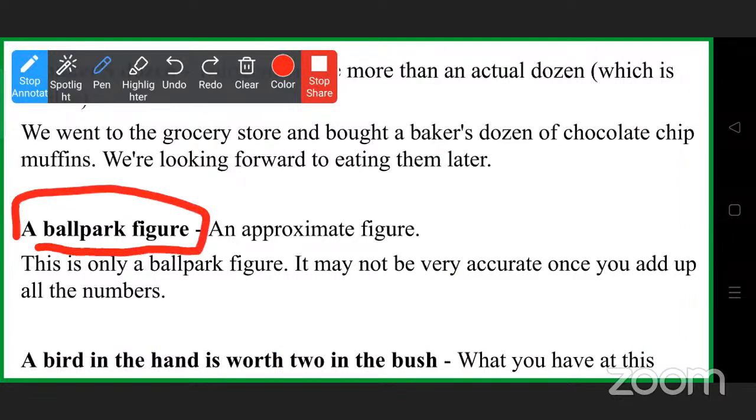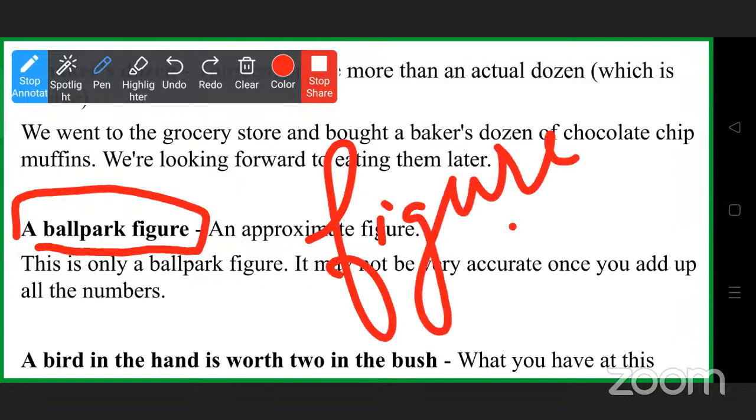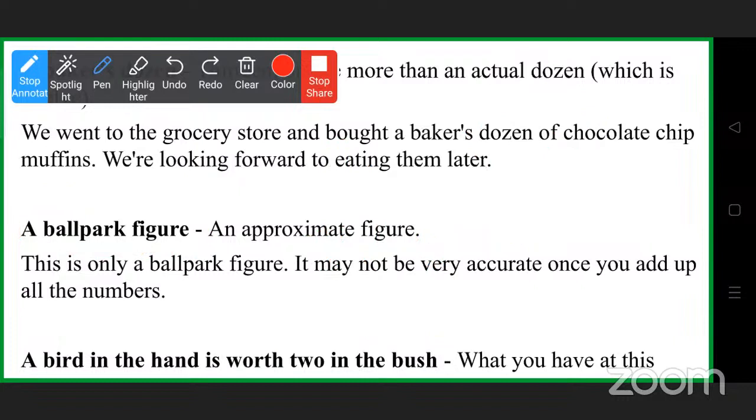Whenever it will be coming at the last, or it will always be at the last, then definitely it won't be pronounced since it's in the last syllable. A ballpark figure is an approximate figure.